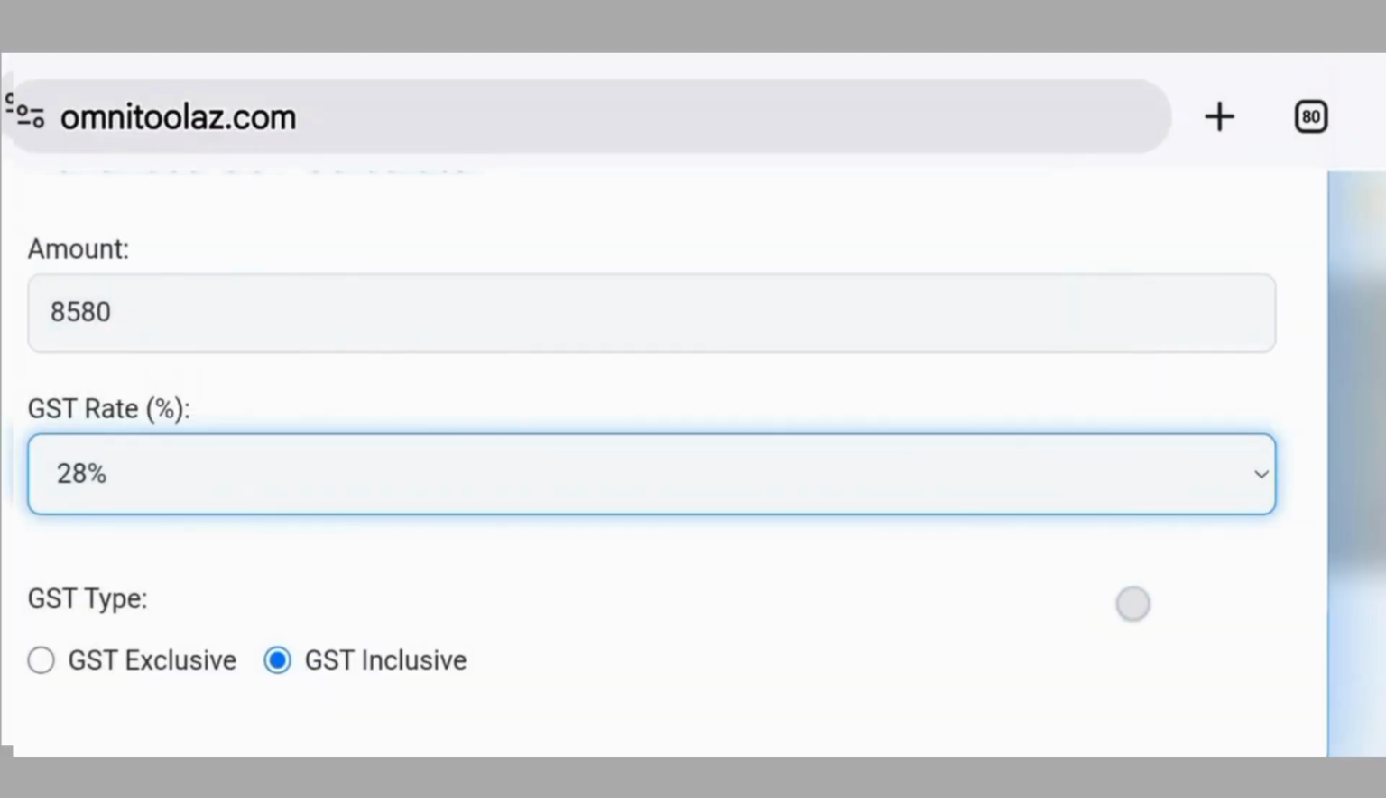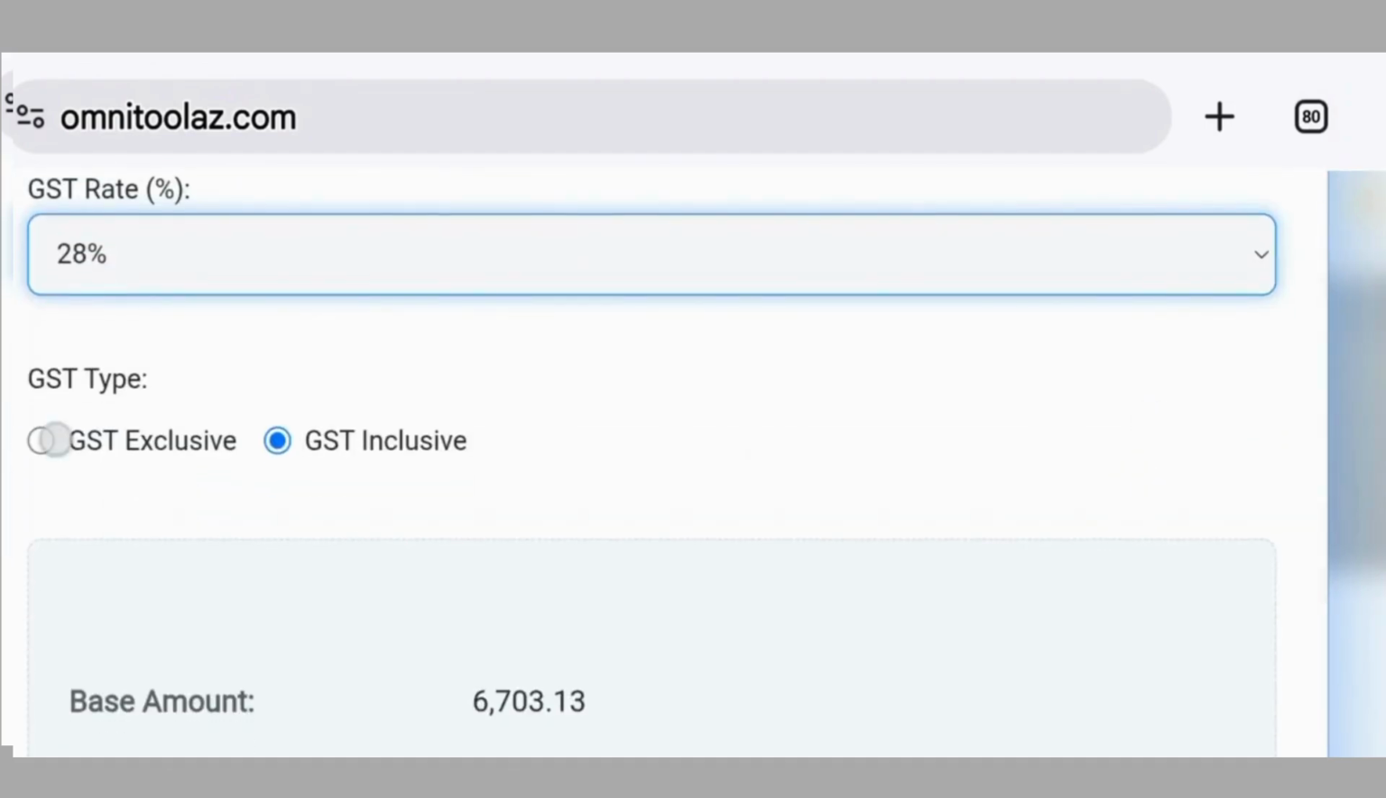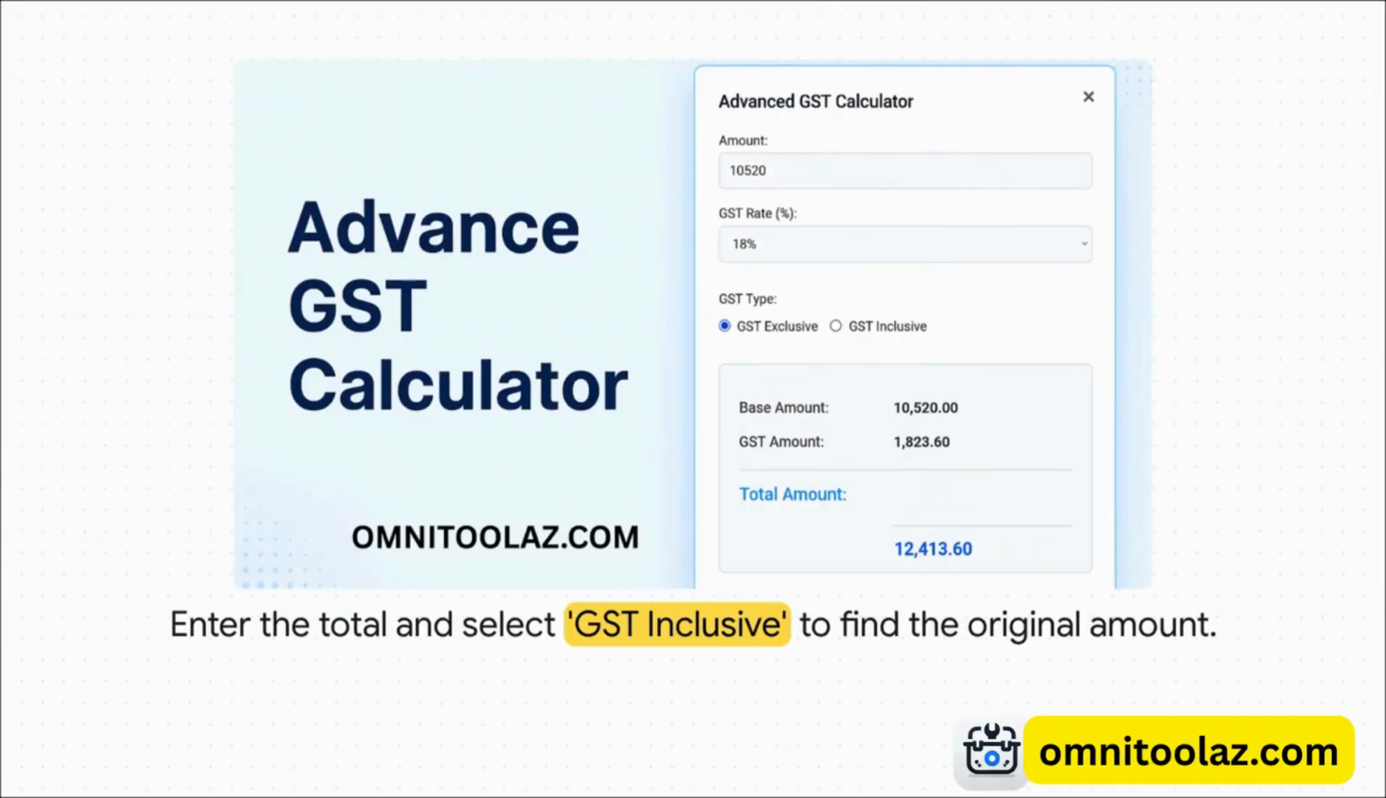And just look how the tool makes this a non-issue. You enter the total amount, and this time you just select GST inclusive. The calculator instantly runs the reverse calculation, showing you the original base amount and the tax portion. It's just so much more efficient.